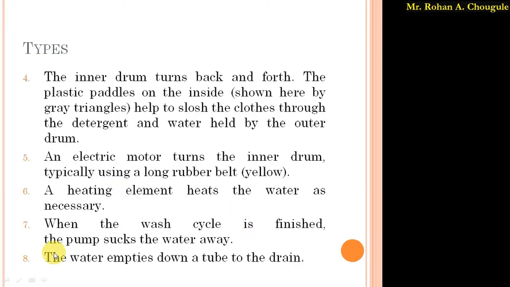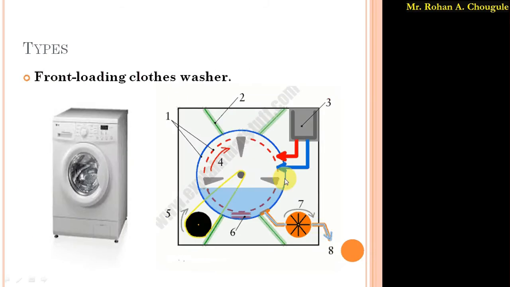Then as we switch on the supply, with the help of that electric motor, the inner drum starts rotating. Again, the water comes inside this inner drum with the help of the water inlet, which comes through this detergent tray. Again, when the vibration starts, springs are used to absorb those vibrations, right?